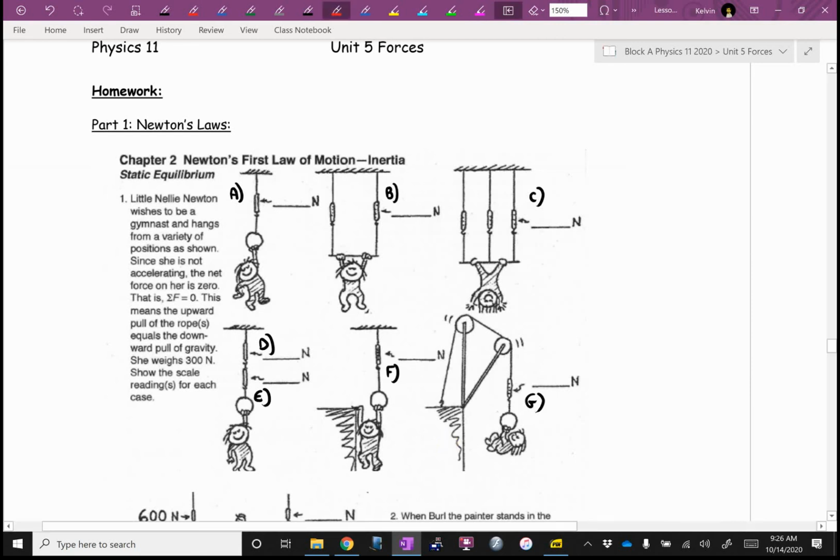First of all, let's look at number 1. Number 1 says, little Nellie Newton wishes to be a gymnast. Look at her. Is she accelerating? No. Then the forces must be, I'm looking for a word, okay. If she has a weight, a force of gravity of 300 newtons down, I'll let you see if you can fill in the blanks. I did attach the answers at the very bottom of that page, I think.